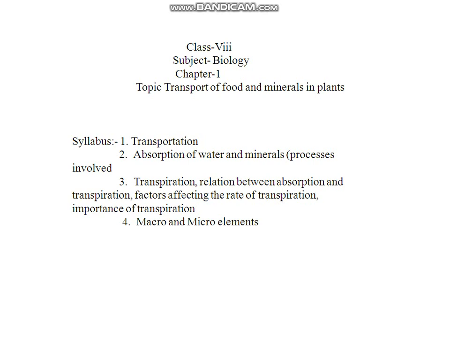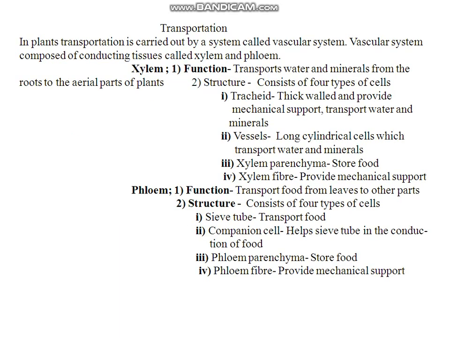Number 4, minerals. What is the importance of minerals in the plant body, and the classification of minerals like macro and micro elements. And along with all these points, we will learn what deficiency diseases occur due to deficiency of minerals in plants. So, I am going to discuss the first point, that is transportation.